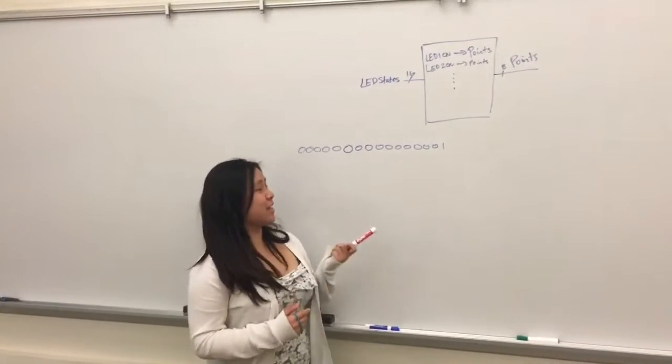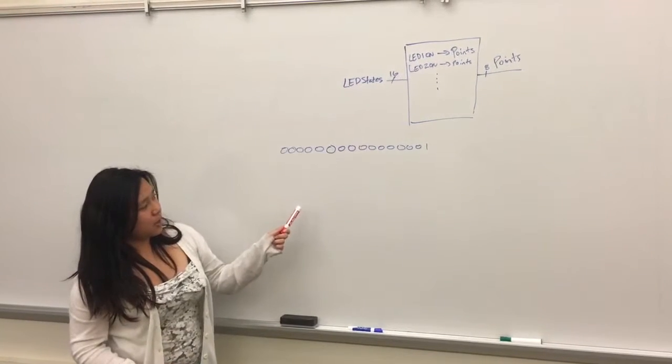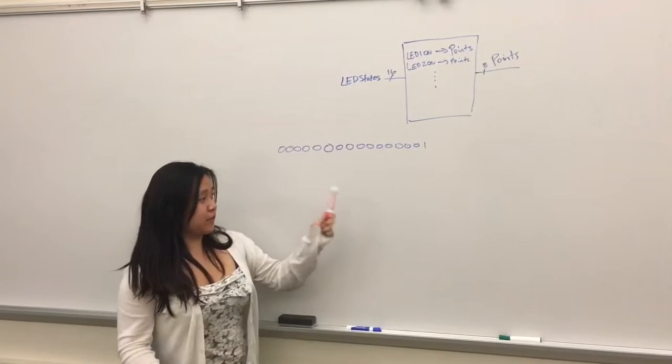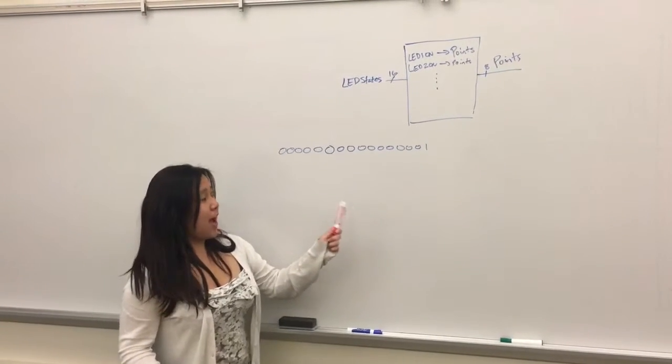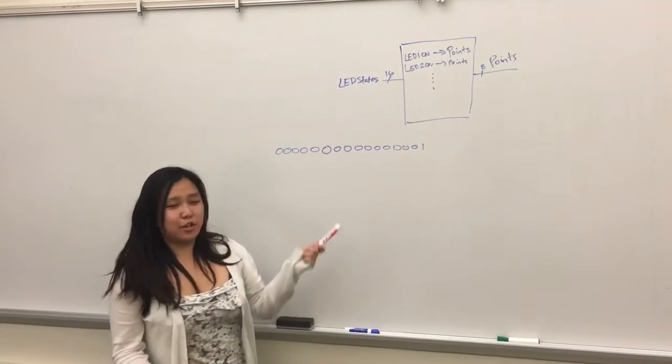Another part of our design takes the LED states, and that is a 16-bit number. And wherever the active bit is on, that's where the light is. And when you play the game, wherever the light is determines how many points you get.